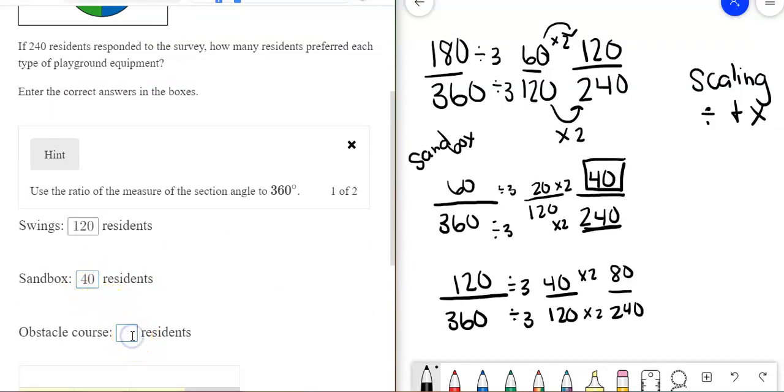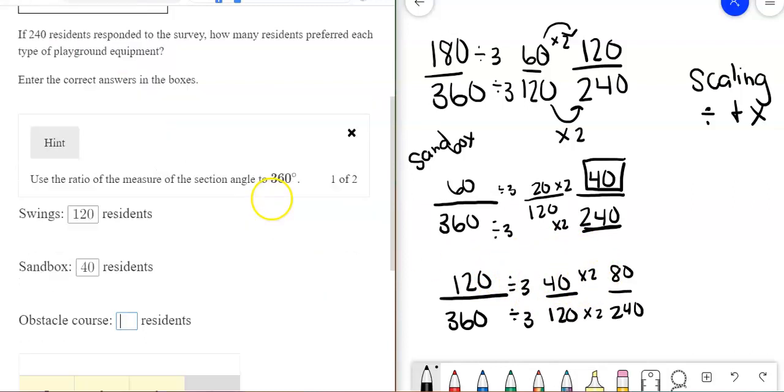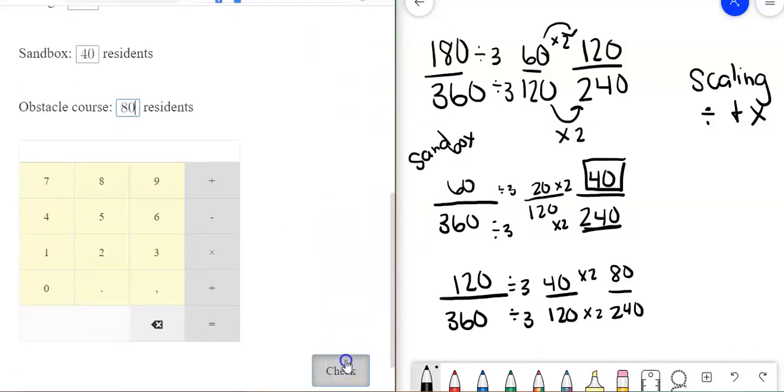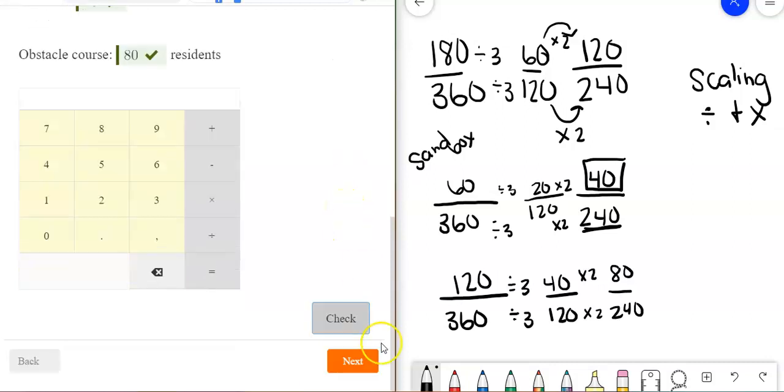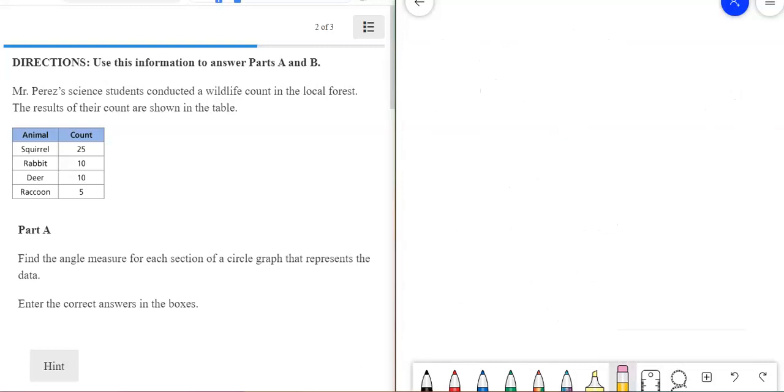And then for the obstacle course, I use my protractor and I got 120 there. So I'm going to do the same exact things to get to 240. So I have to do the same things on top. 120 divided by 3 is 40. 40 times 2 is 80. And just like that. And I know this is really complicated, especially if you're not doing this in person with me. So just try your best.